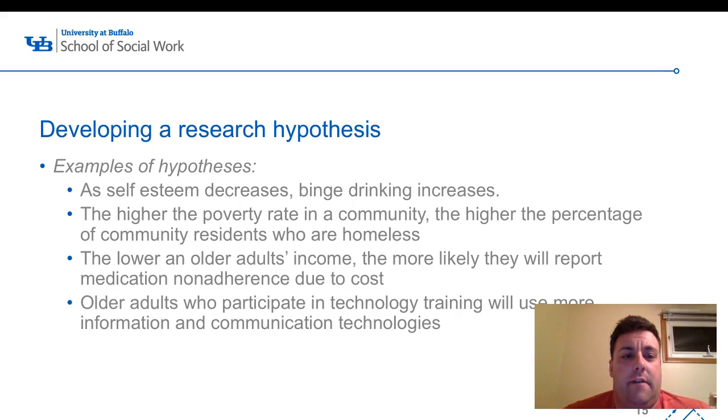I won't give you answers to the hypotheses that are listed second, third, and fourth here, but I'll give you an example research question for that first one. As self-esteem decreases, binge drinking increases. So a good explanatory research question for that hypothesis might be something like, what is the effect of self-esteem on binge drinking?